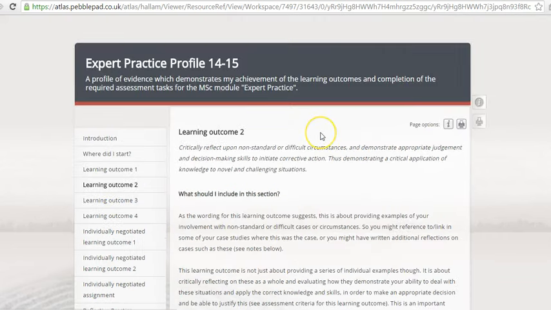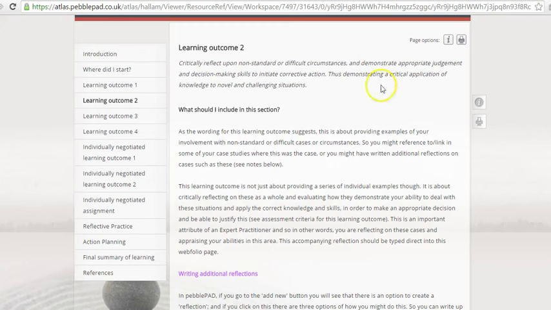So learning outcome 2, again, is really you can pull on your case studies for this. One of the college's criteria for an advanced practitioner, which you will all know, is about being able to critically reflect upon non-standard or difficult circumstances and really show that you can demonstrate appropriate judgment and decision-making skills. So what I would suggest that you do with this is not repeat information that you've got in case studies, but you might have 2 or 3 examples where there was a non-standard or difficult circumstance that you were involved in and you had to make a particular decision about or instigate a corrective action.